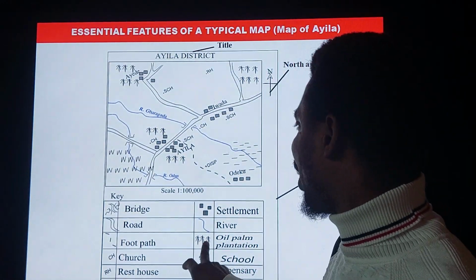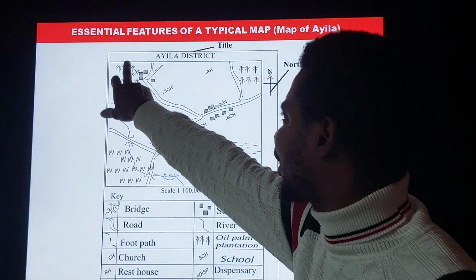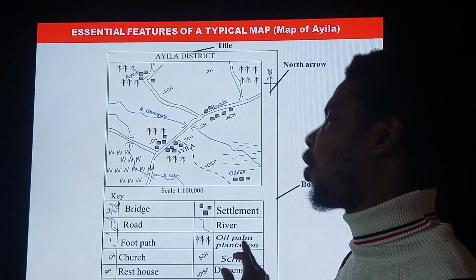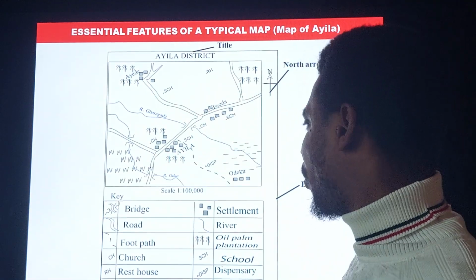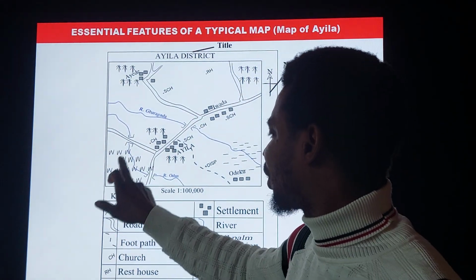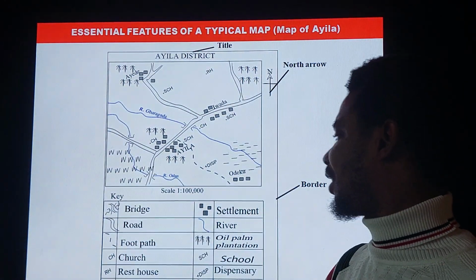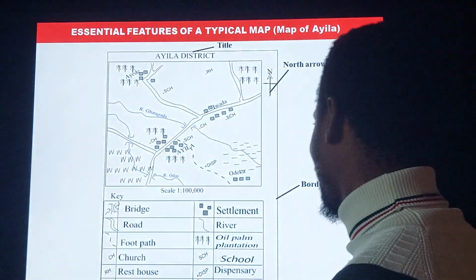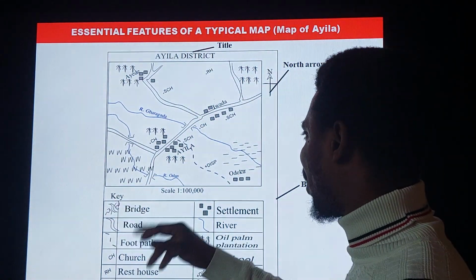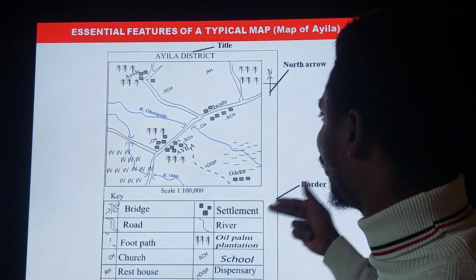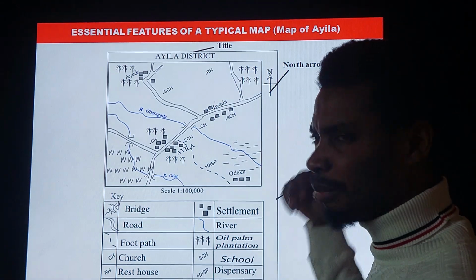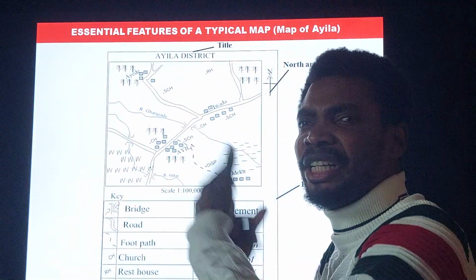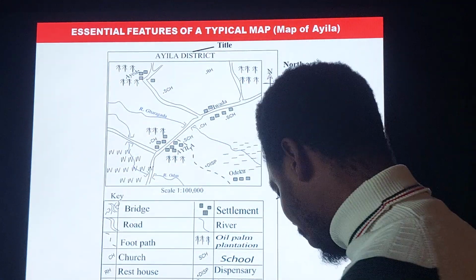So when you see this sign, this area of the map is telling you that this is an oil palm plantation. When you see something like this, it's telling you from this key that this represents scattered vegetation, and so on. So we have key number 1, scale number 2, border number 3, north arrow number 4, and then title number 5. This represents the basic essential features of a map.